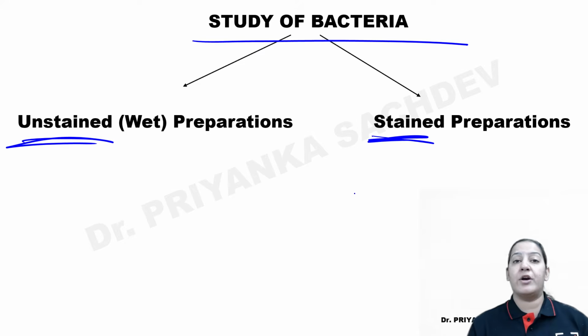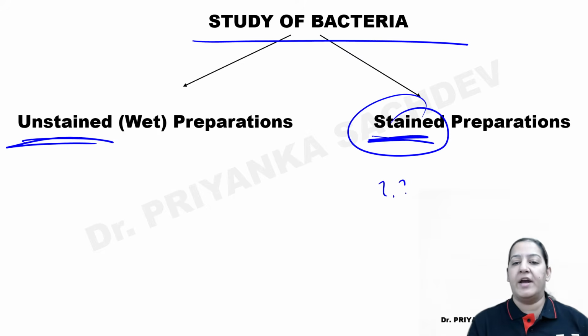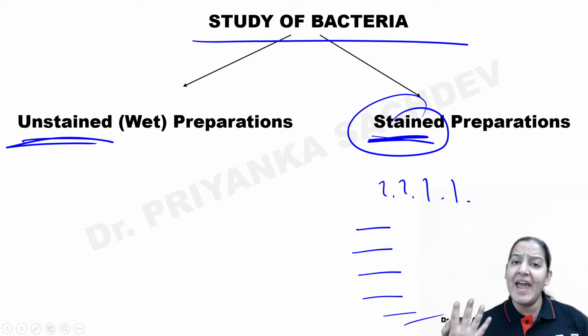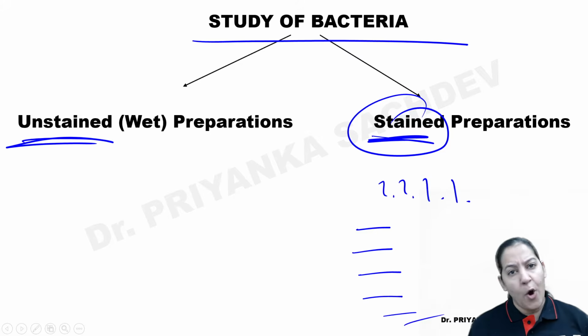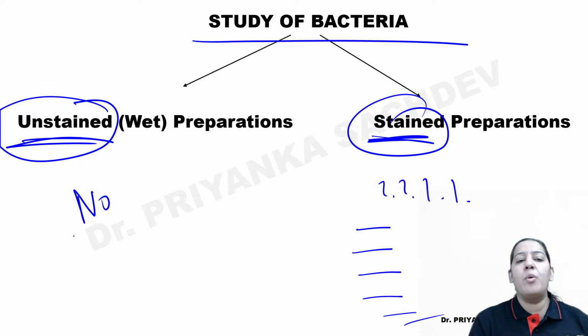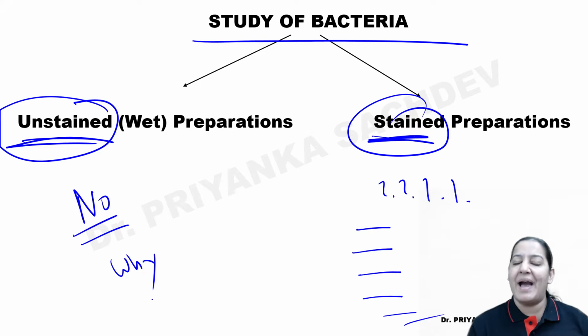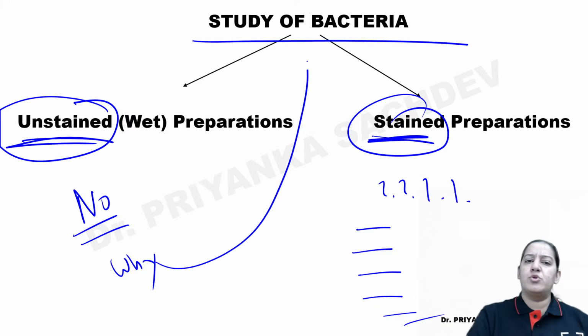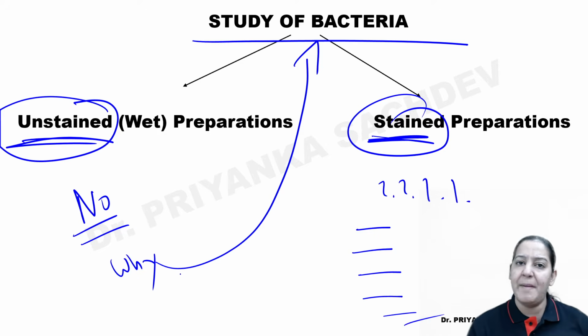Now many students ask me a question: ma'am, why is staining required? You will teach us many types of stain, the gram stain, the Giemsa stain, acid fast stain, simple stain, this stain, that stain. But why at all is staining required? Can't we observe the bacteria directly, that is unstained? Yes or no? And if the answer is no, why are the bacteria not visible directly without staining? Is it always necessary to stain bacteria if you want to study them?